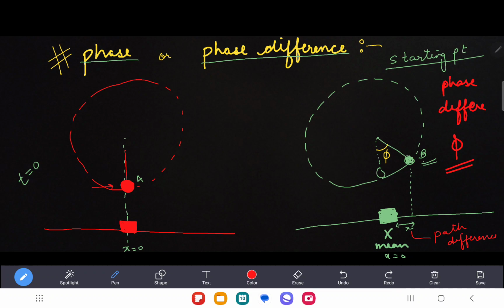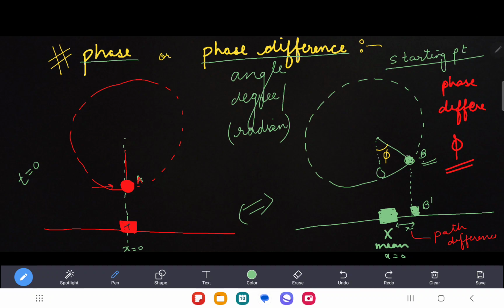That's the path difference. When the shadow of bob A is at point T, at the same time the shadow of B is at point B dash. What is the unit of the phase difference? It's an angle, so the unit shall be either degrees or radian. It is up to you, but the SI unit shall be radian. So this is the phase difference.